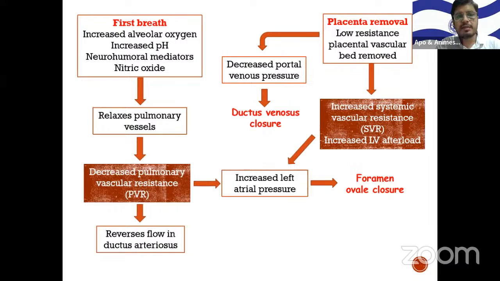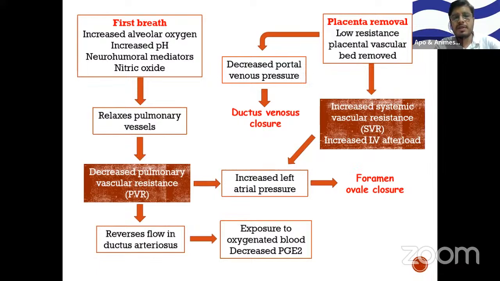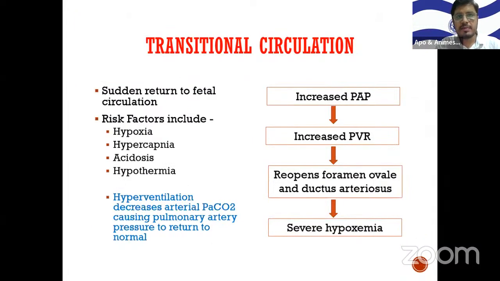The next impact of the decreased pulmonary vascular resistance is that it reverses the flow in the ductus arteriosus. The reverse flow leads to exposure of the ductus to oxygenated blood, and there is decreased prostaglandin since the placenta is removed from the circulation, and this leads to the functional closure of the ductus arteriosus at birth. So this is the mechanism of transition from the fetal circulation to the adult circulation.